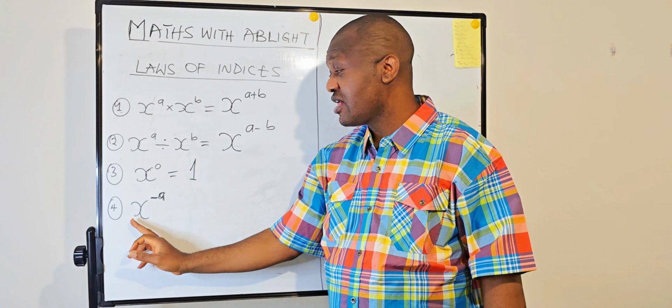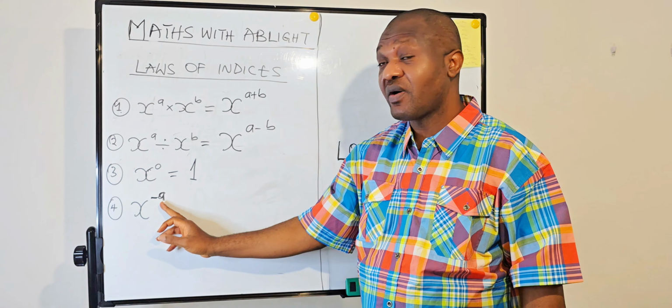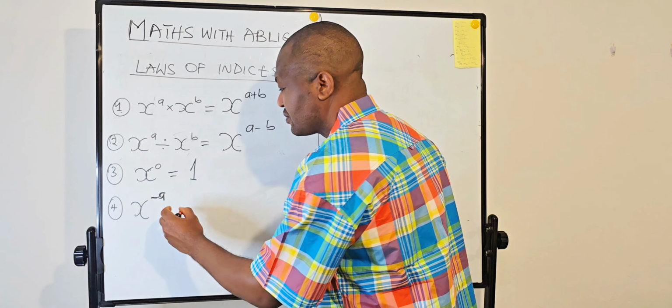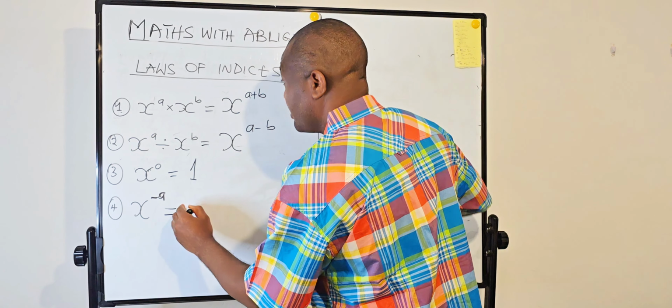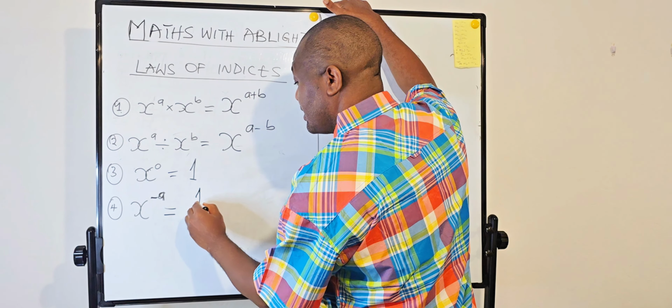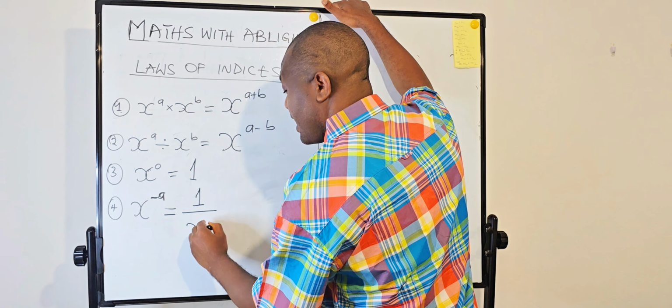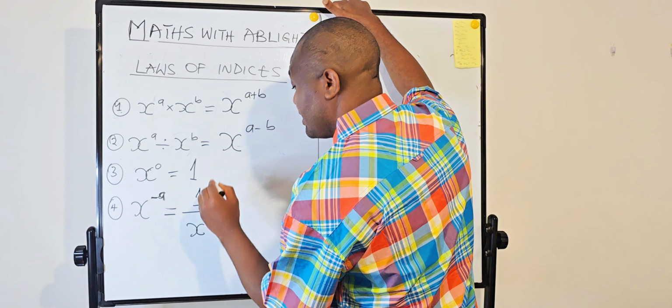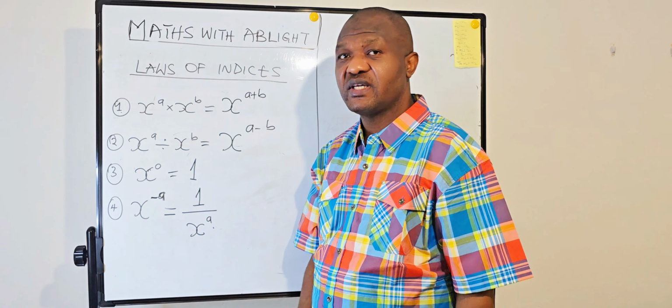And then finally, when x is raised to the power of negative a, it becomes 1 over x raised to power a. And these are the 4 laws of indices.